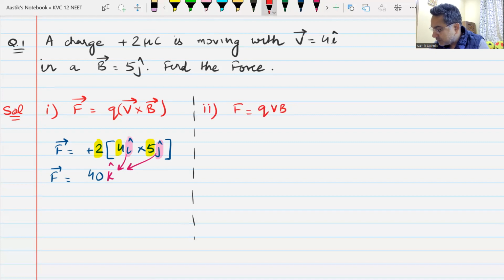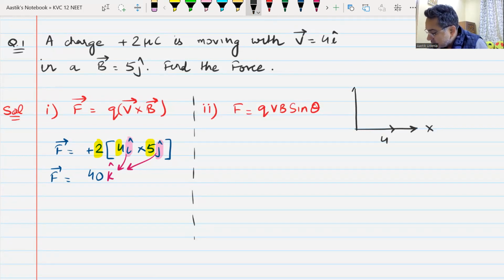Q V B sine theta. Now to just understand this, I will just draw the diagram of V. V is along I axis, means X axis. So V is 4 meter per second like this. And your magnetic field is along Y axis. It is 5J. This is your magnetic field and this is your velocity. The angle between them, as you can see, is 90 degrees.